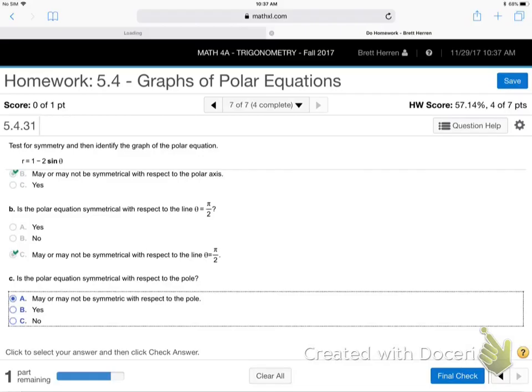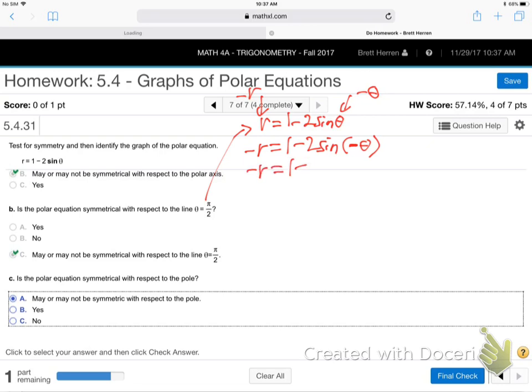Okay, so the second one, take r equals 1 minus 2 sine theta, and we put in negative r and negative theta. This might be valuable for you to see why this actually comes out no, because you might think at first it comes out yes, it does not. Put in negative r and negative theta, we get negative r, 1 minus, and what does that negative do? It comes to the front of just the sine, so 1 plus 2 sine theta.